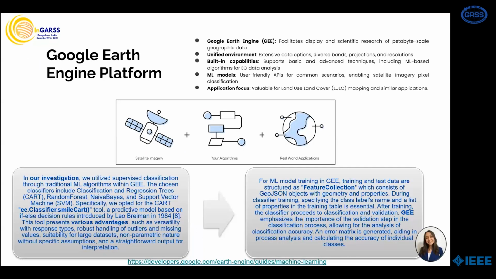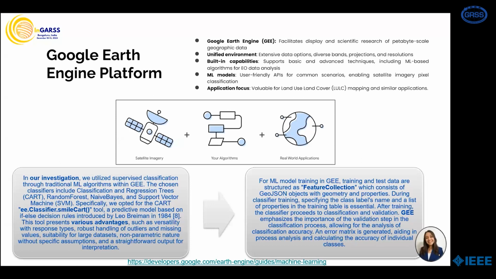Among the advantageous features of Google Earth Engine, we employ supervised classification using traditional machine learning algorithms within the platform. Specifically, we choose the CART tool, a predictive model based on if-else decision rules. This tool offers several benefits, including versatility with response types.